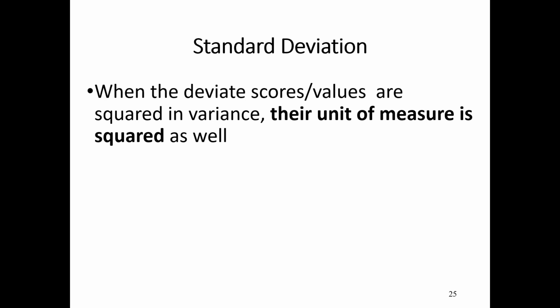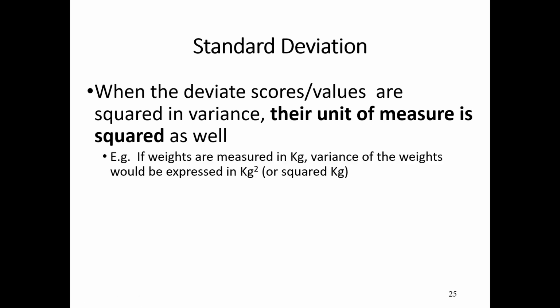Now if you know up to variance, the calculation, then standard deviation is easy. When the deviate scores or values are squared in variance, the unit of measure is squared as well. Whenever we are squaring the values, their units are also squared, so we try to remove that squaring. That means if weights are measured in kg, the variance of the weight would be expressed in terms of kg square. We don't want this type of squaring.